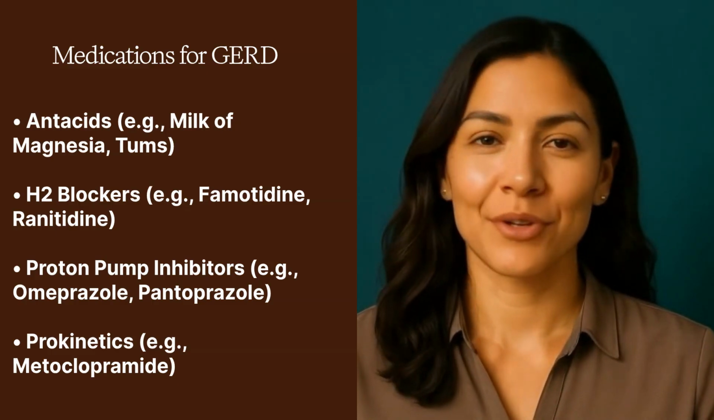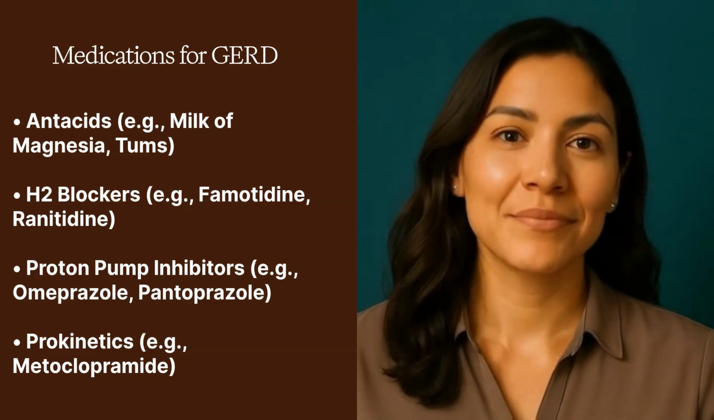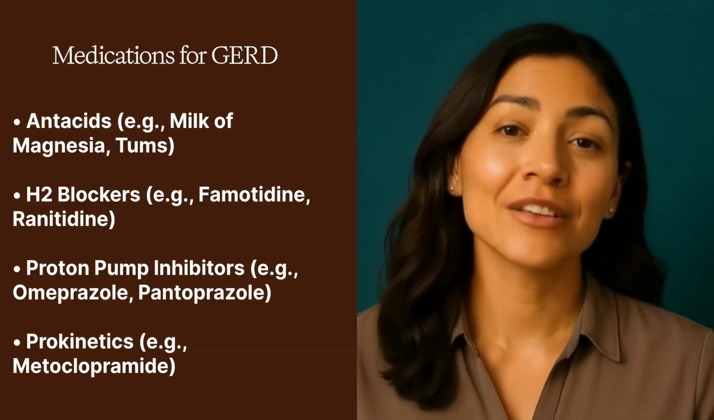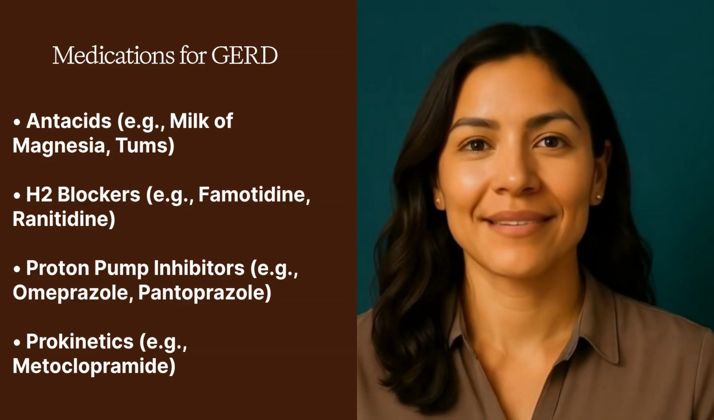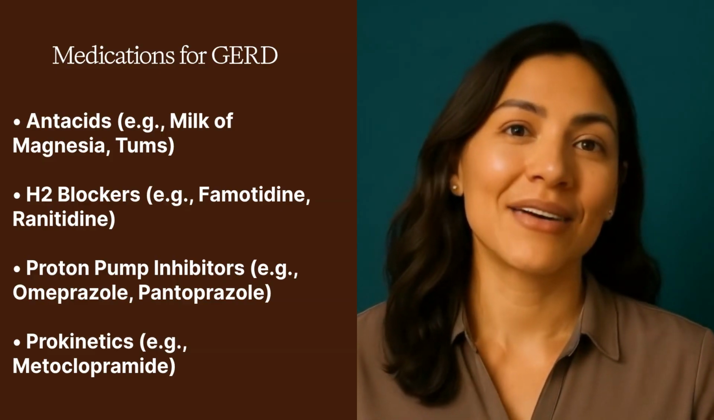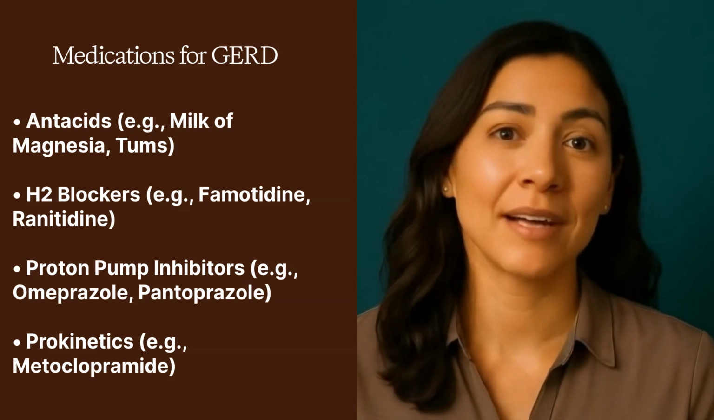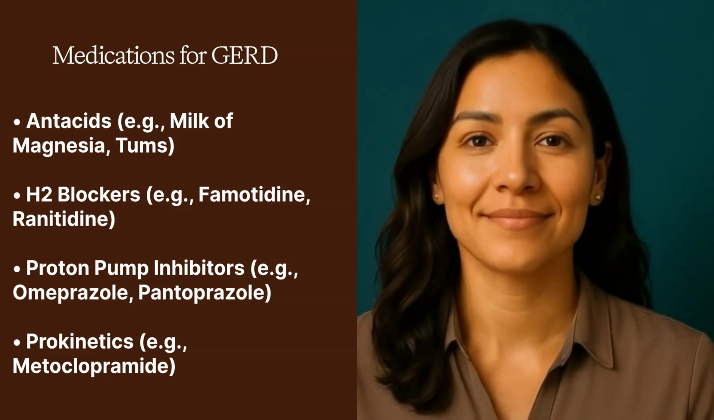3. Proton pump inhibitors, PPIs. Job: these drugs are the most powerful acid reducers. They block the final step of acid production in the stomach. They decrease stomach acid and are key to allowing the esophagus to heal. Examples: omeprazole, Prilosec, pantoprazole, Protonix.